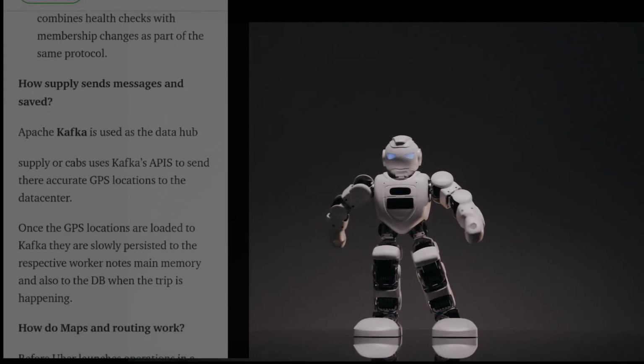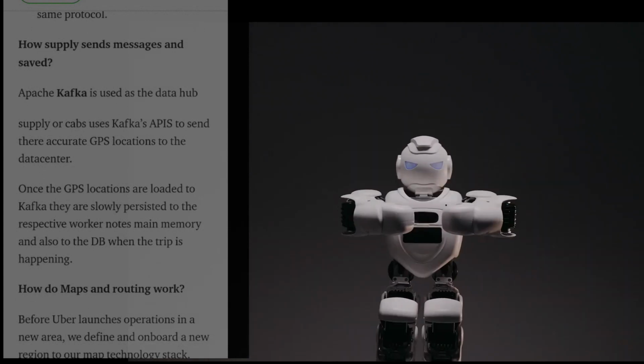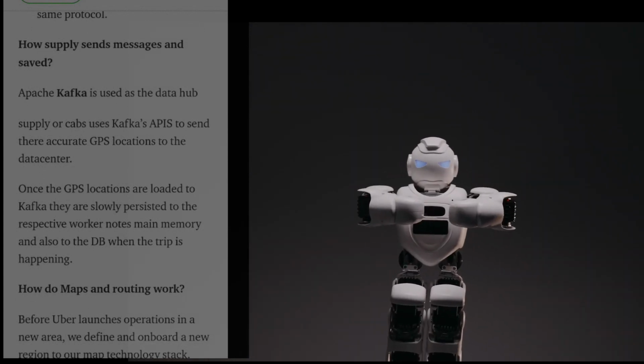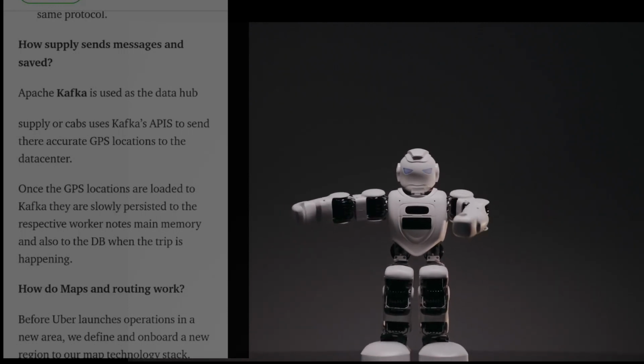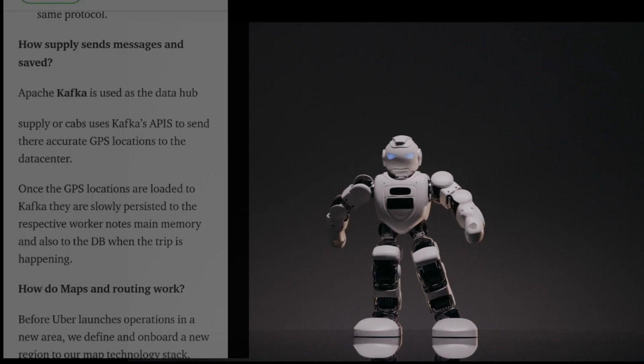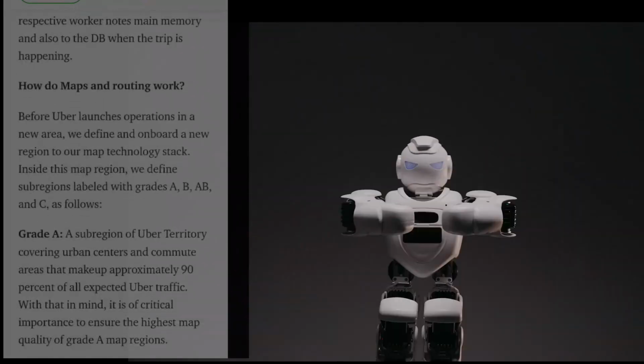Apache Kafka is used as the data hub. The supply service uses Kafka's API to send accurate GPS locations to the data center. Once the GPS locations are loaded into Kafka, they are slowly persisted to the respective database nodes.